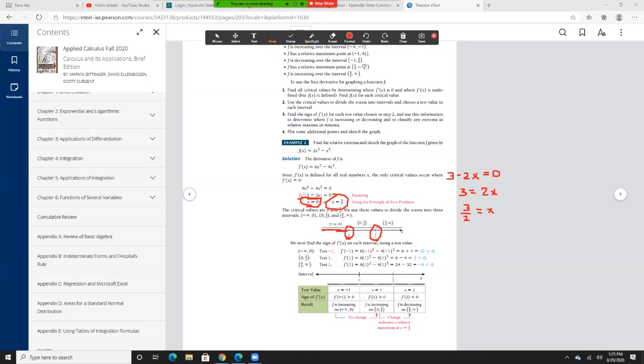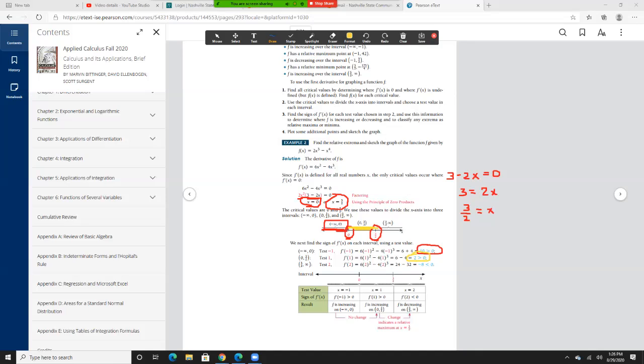When he plugged -1 into the derivative, he got 10. And of course, 10 is greater than 0, which means it's increasing on this interval here. It's increasing as x goes from -infinity to 0. And then the author picked 1 to test the second interval, this interval here. He used 1 because 1 is between 0 and 3/2. When he plugged 1 into the derivative, he ended up getting 2, which is positive, which means between 0 and 3/2, we have an increasing function.